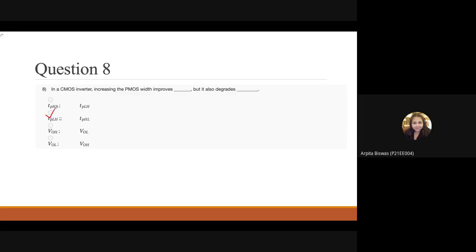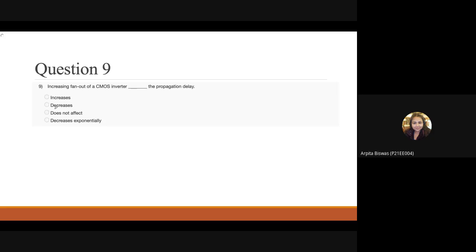Can you explain a little bit? Increasing the width increases its strength, so it reduces the tPLH. But it causes a large parasitic capacitance, because as you go on increasing the PMOS width, the PMOS itself might be doing very well, but it will start loading your external load capacitance. So tPHL degrades, or it improves the tPLH. Okay, so option B is the right answer.